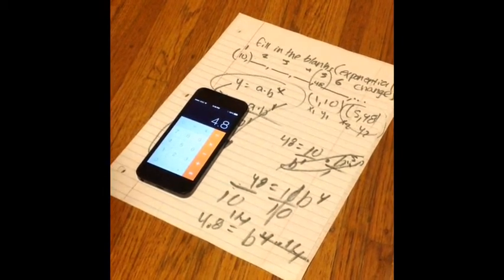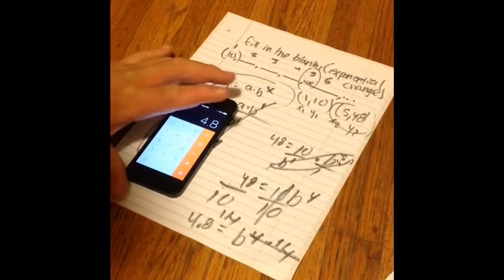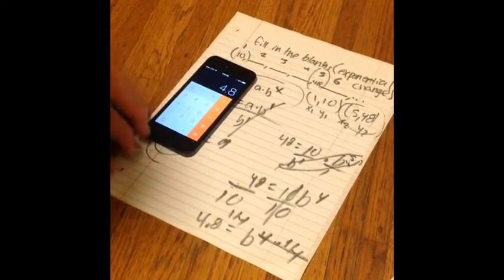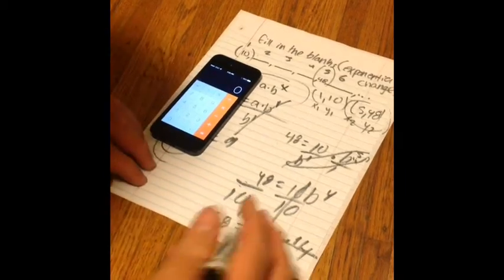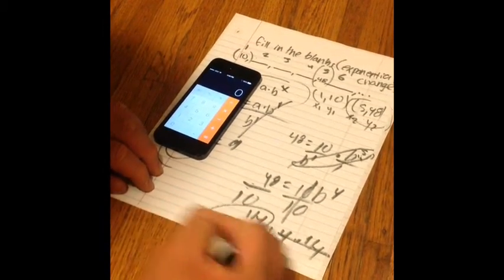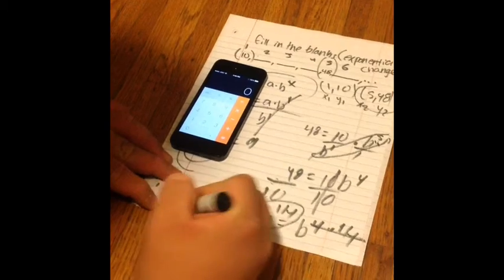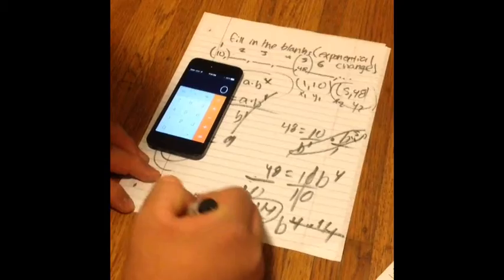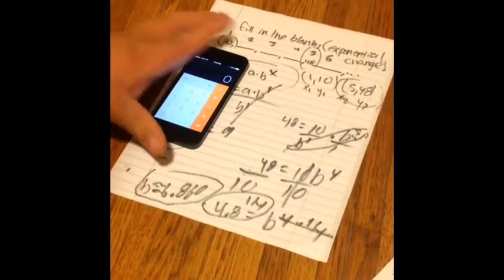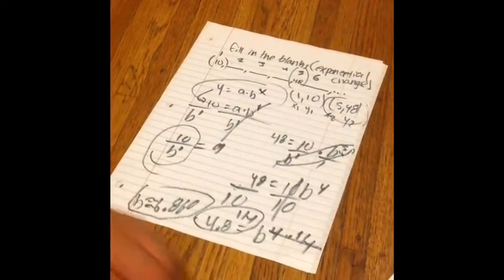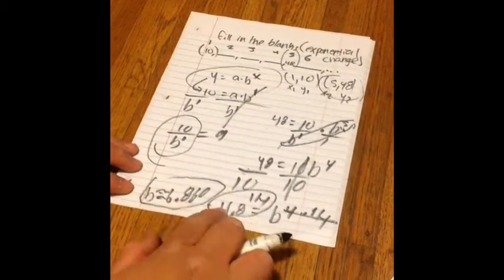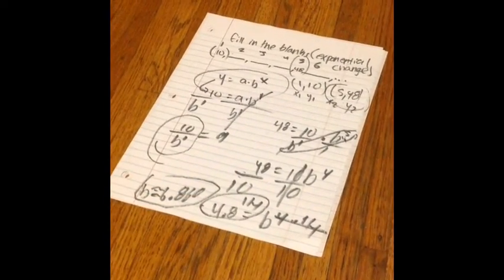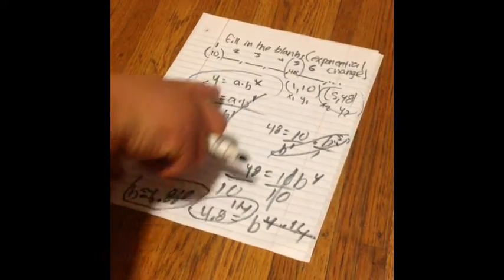You put it in your calculator, and when you put this in, it will give you b equals 6.860. That's rounded. This is approximate because you want to round. Okay, so you already have what b equals. Now what you have to do is plug it back into this equation. It's a little messy, but let's get a fresh start.